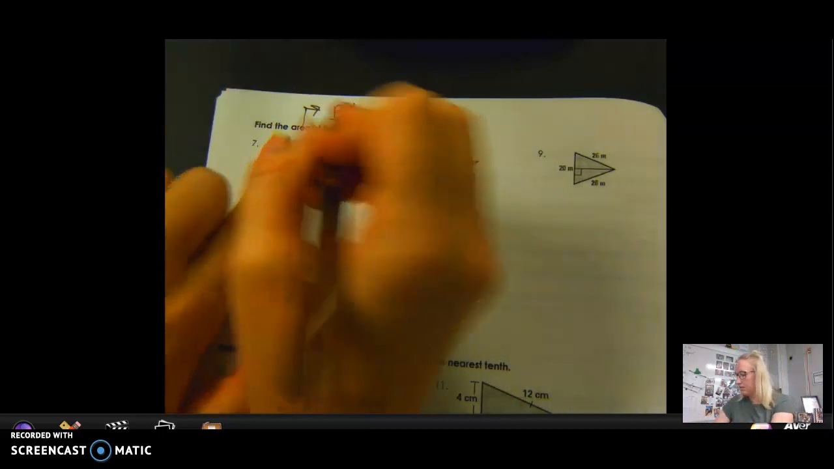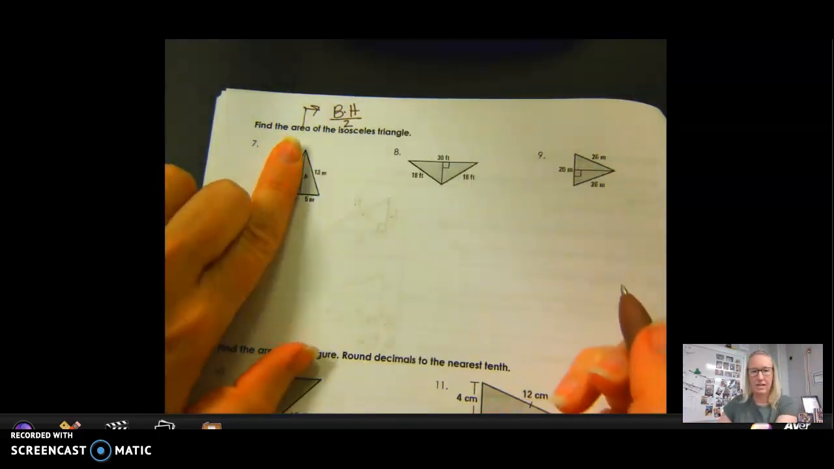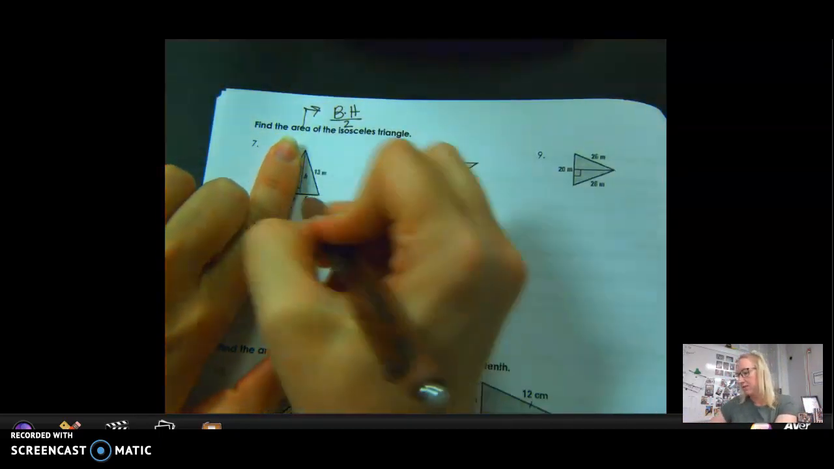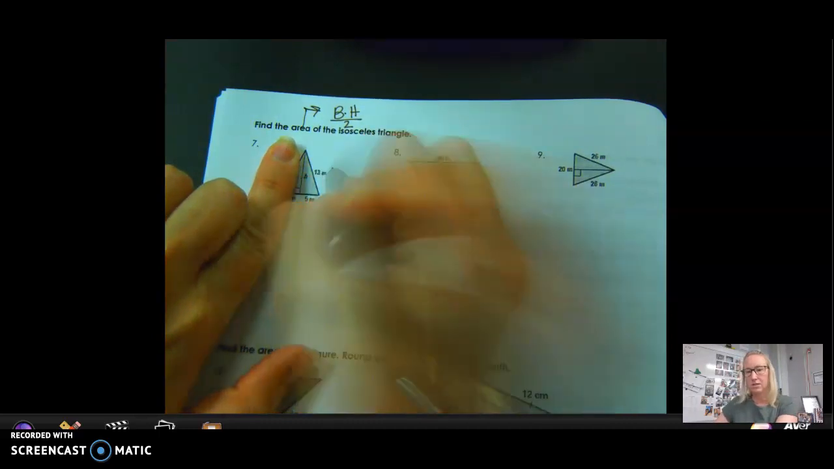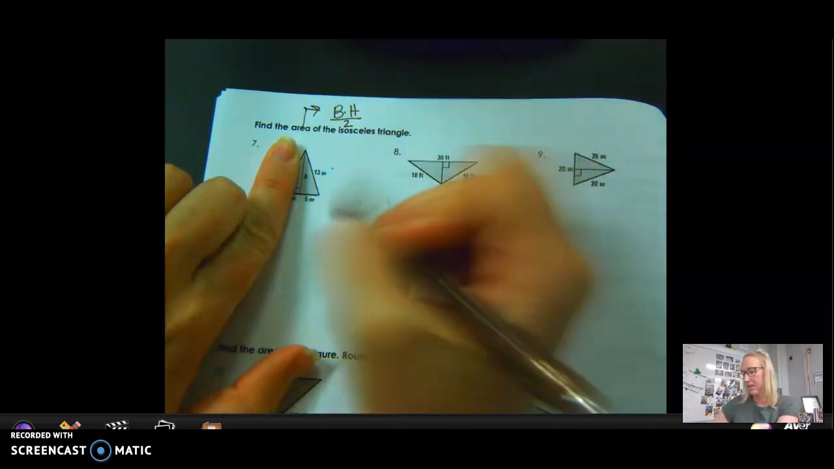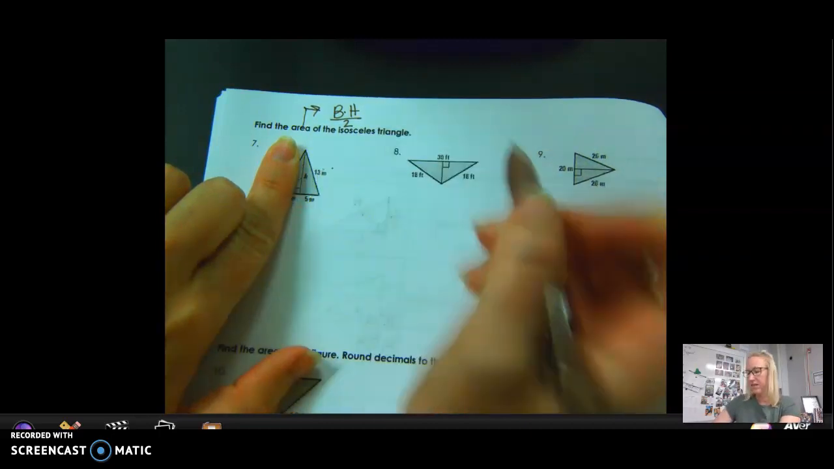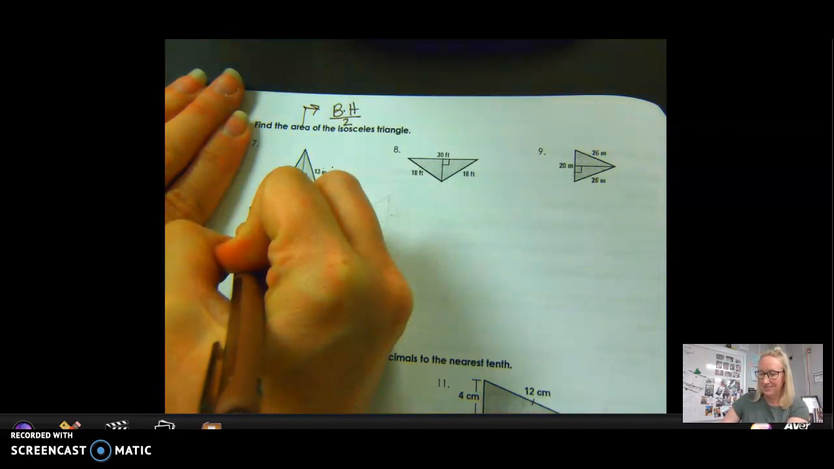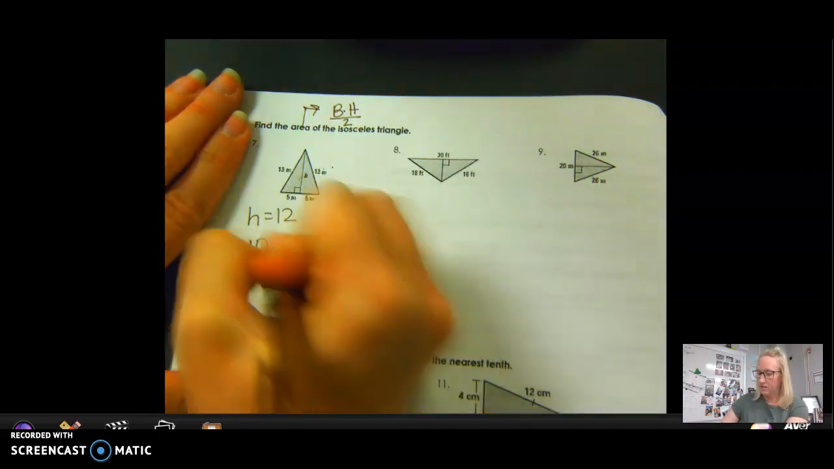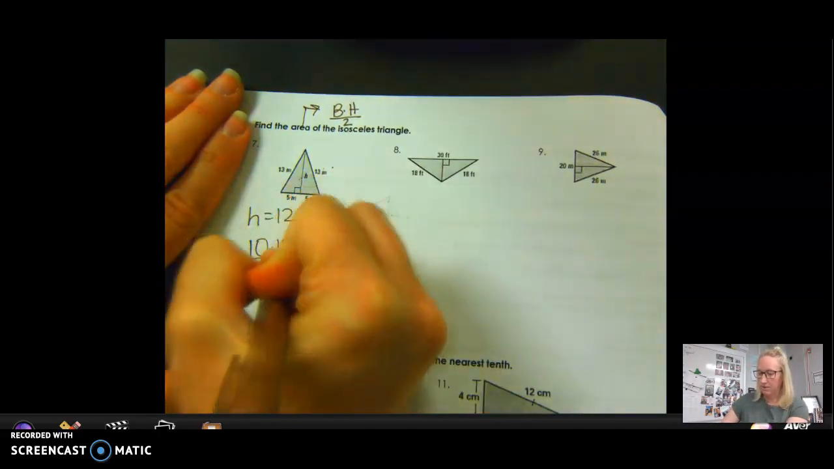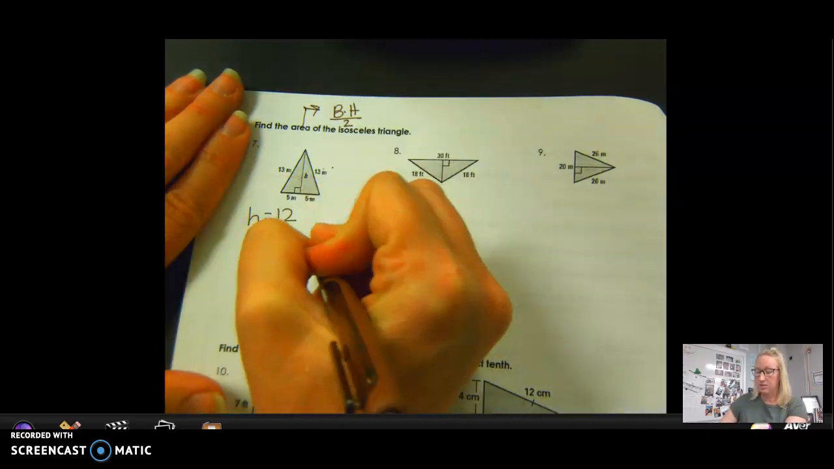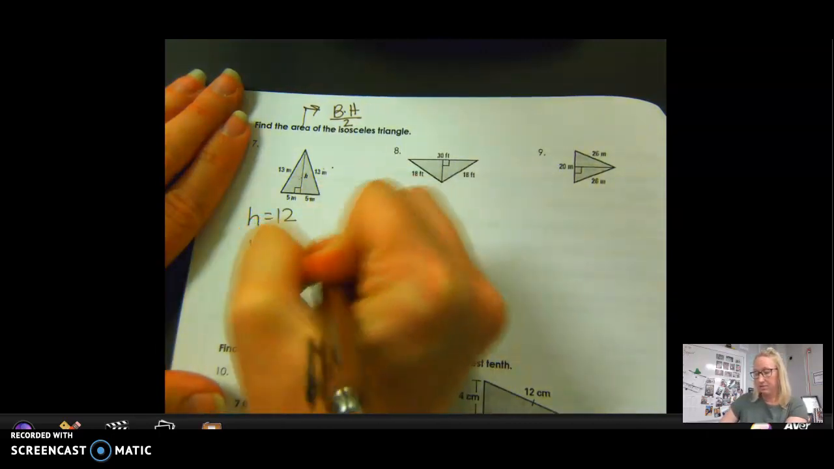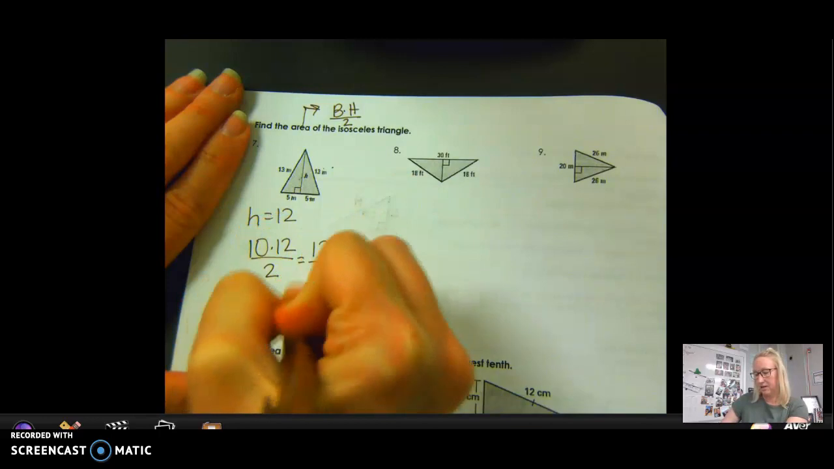So what I'm going to do is cover this side, and figure out the height by doing a squared plus b squared equals c squared. Or, if you can see that there's a Pythagorean triple there, that's a 5, 12, 13. So your height here is actually 12. Now I'm going to do my base, which is 10, all the way across, times my height, which is 12, and then divide that by 2. 10 times 12 is 120, divided by 2 is 60 meters squared.